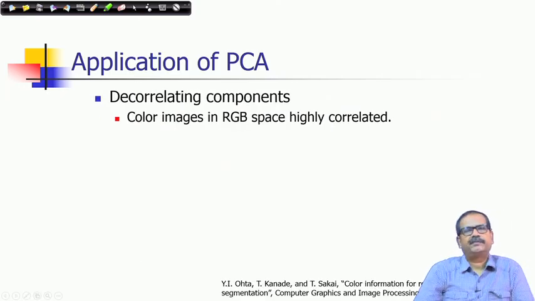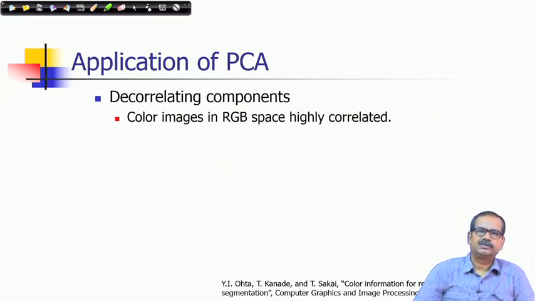The other advantage of PCA, which is also used in different applications, is that it decorrelates the components. We have already seen in the example that the covariance matrix shows high correlations between different components of the original data, but after performing PCA, those correlations are largely reduced. It will be almost 0, ideally it would be 0. That is how it decorrelates the components.